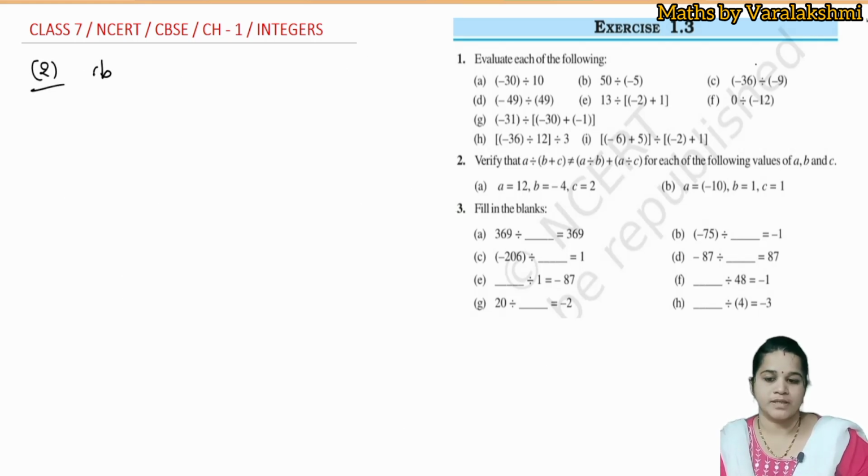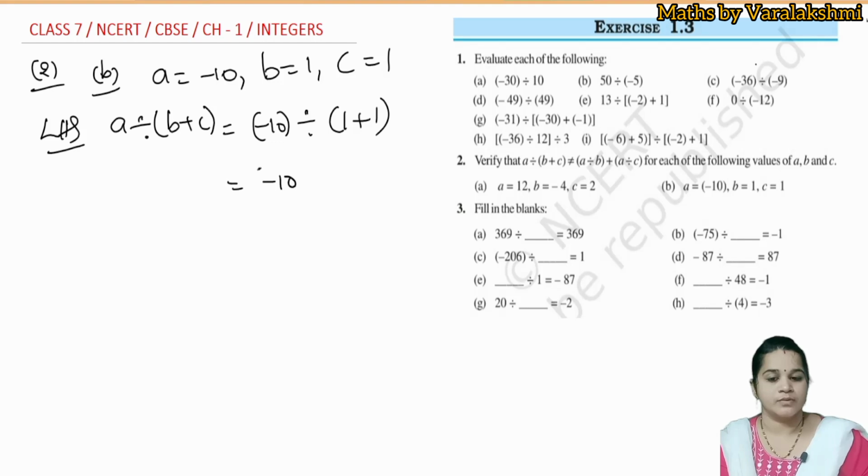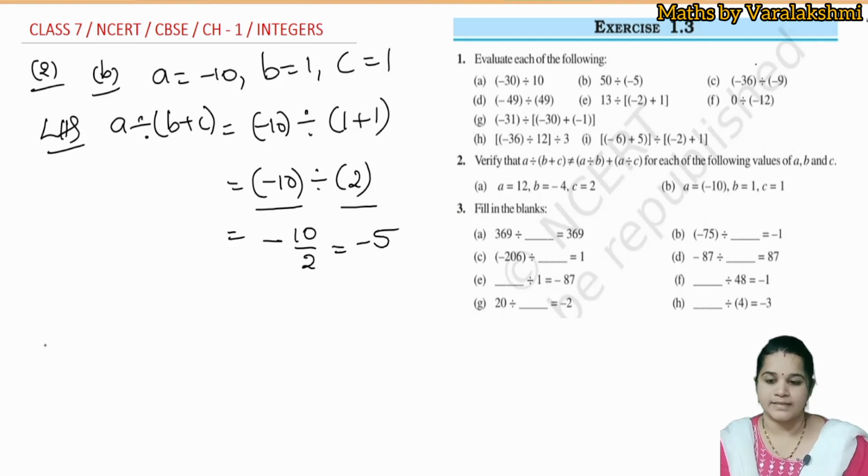Second question, a is equal to minus 10, b equal to 1 and c equal to 1. Now we need to verify this given condition. So let us consider the left hand side of the equation, that is a divided by (b plus c). On substituting, we get minus 10 divided by (1 plus 1), and 1 plus 1 is 2. It is a negative integer and a positive integer, so the resultant will be negative only. 10 by 2 is minus 5.